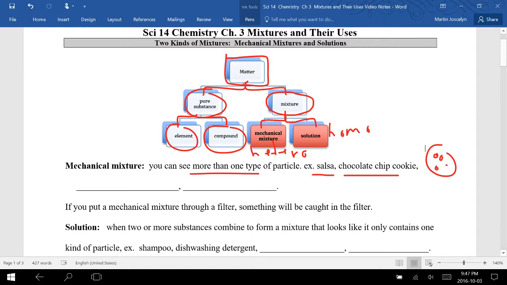Another example could be a smoothie, where you can see all the different parts in the smoothie, or even orange juice, where you can see all the pulp pieces floating around in the orange juice. So if you put a mechanical mixture through a filter, something is going to get caught in that filter. That's how you can tell it's a mechanical mixture.